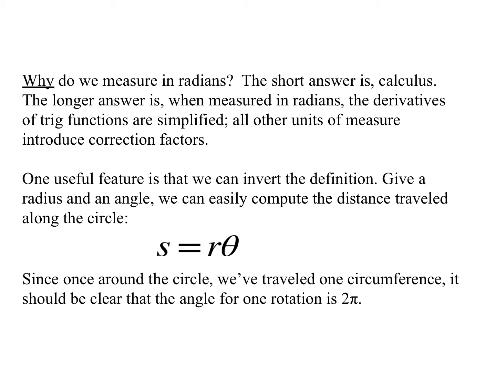You might ask, why do we measure in radians? And the shorter answer is calculus. The somewhat longer answer is, when measured in radians, the derivatives of trig functions are simplified. In all of the other units of measure, we introduce correction factors, and they're just annoying to track. This happens quite a bit in calculus.